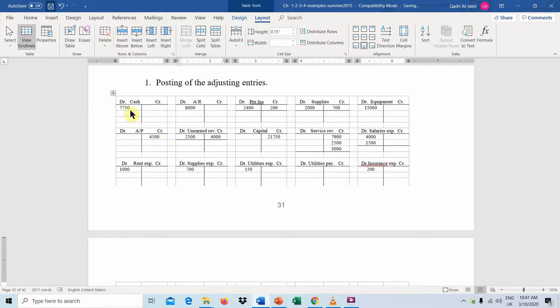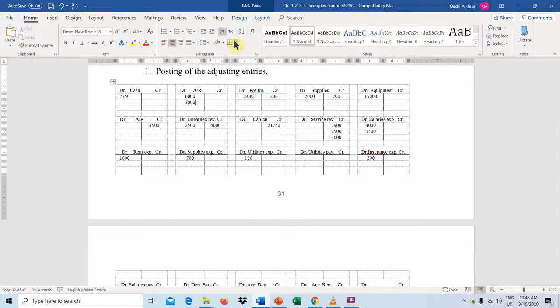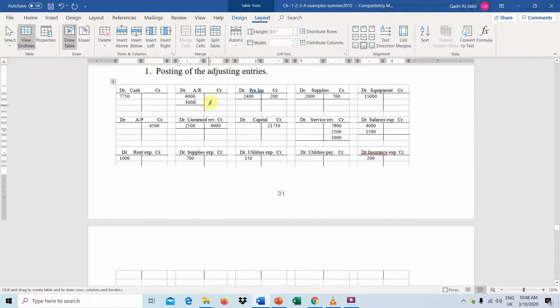Okay, now first one. The balance is already there, nothing to change. This one, account receivable. I think we forgot to post the account receivable. We have to debit it by 3,000 from the last adjusting entry. So now also I have to draw a line there. Okay, done. Now I'm ready to put the balance.